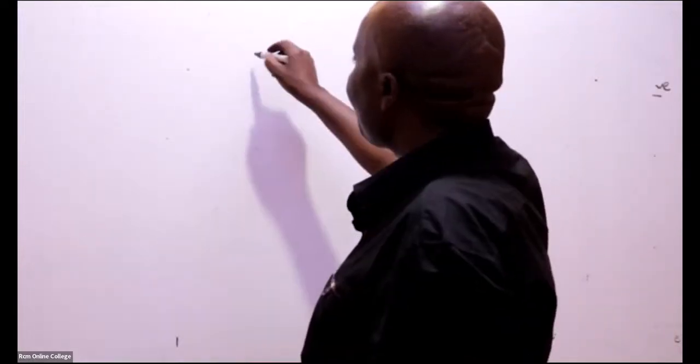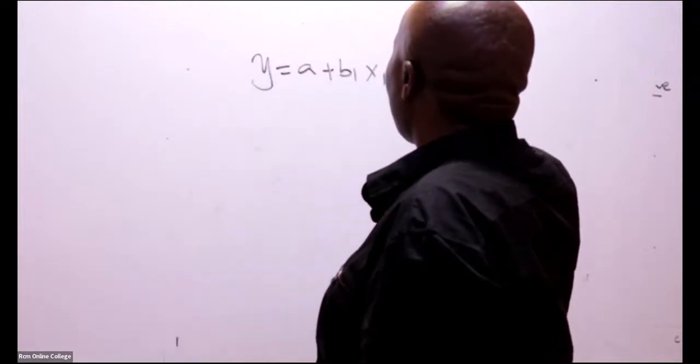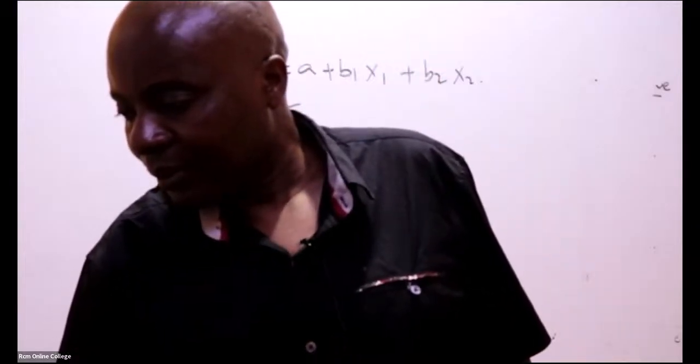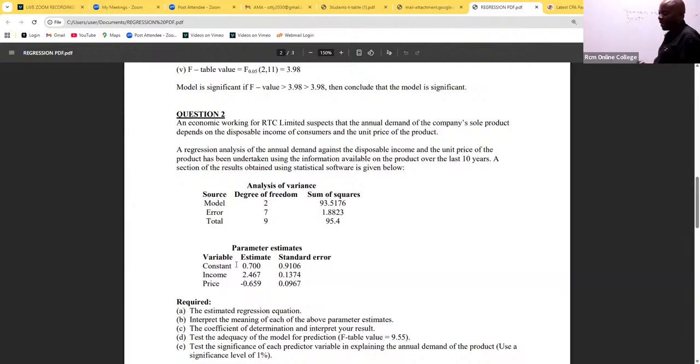So we have y equals a plus b1 x1 plus b2 x2. A has been given in the question; a is 0.7, plus b1, which is 2.467 x1, plus b2, which is negative, so minus 0.659 x2. If you wish, you can write the variables: x1 is income and x2 is price.